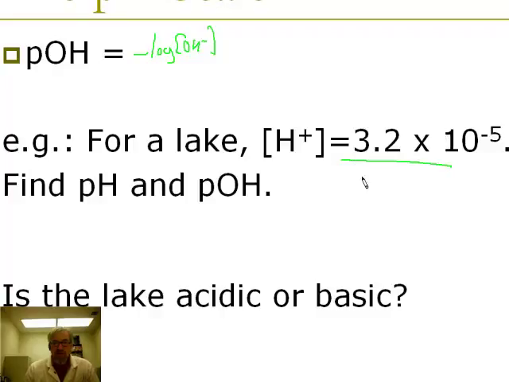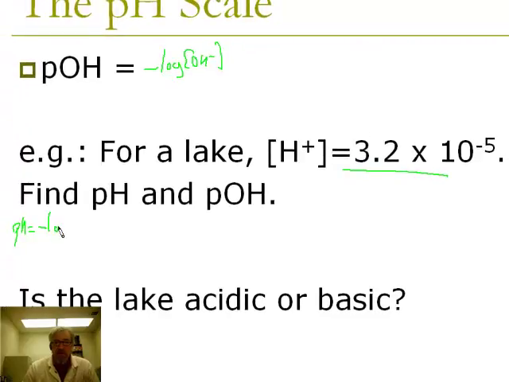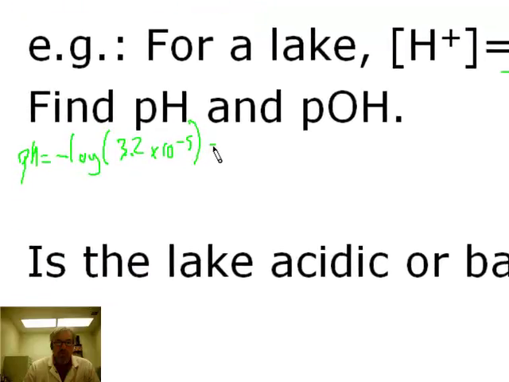Well, since I know H+ concentration, I can find pH. pH is going to be equal to the negative of the base 10 logarithm of my H+ concentration, 3.2 times 10 to the negative 5th. That works out to 4.49. So there's pH. Now, pOH, I could find the OH- concentration and then take the negative base 10 logarithm of that, and I'd have pOH.